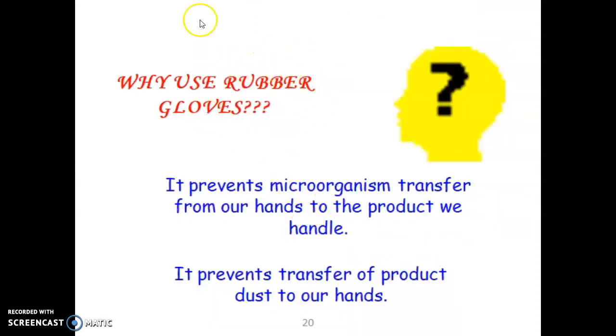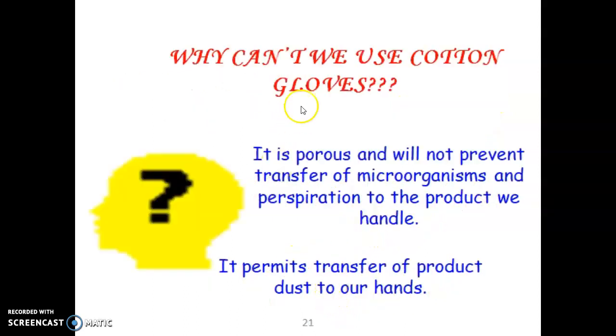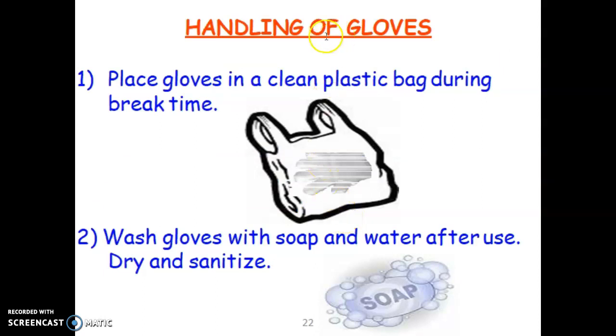So here, why should we use rubber gloves instead of cotton gloves? The reason is that rubber gloves prevent the microorganism transfer from our hands to the products we handle. Also it prevents the transfer of product dust to our hands. But cotton gloves are porous and permeable to microorganisms and perspiration to the product we handle, so they can permit transfer of product dust to our hands. So instead of cotton gloves we must use rubber gloves.